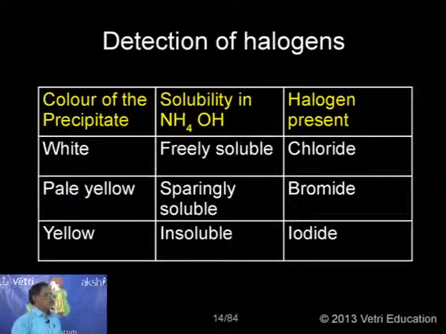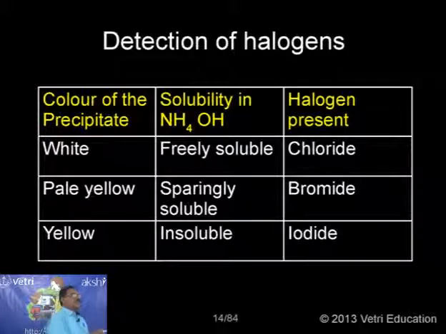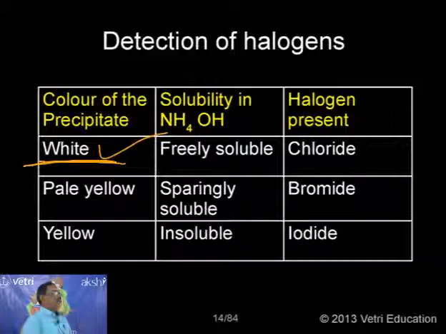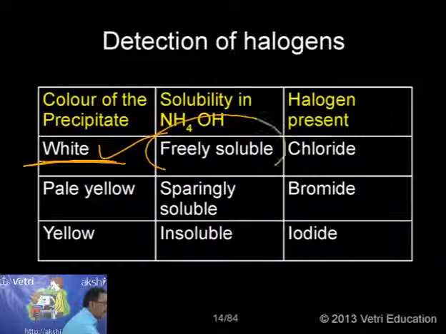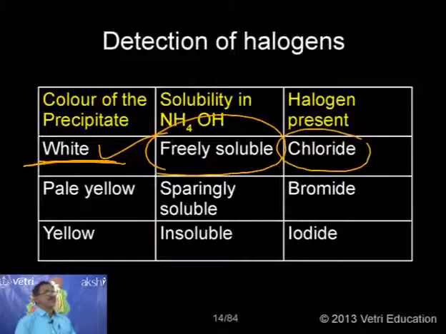Okay, now can you follow? Now this is a table giving very clearly how to differentiate chloride, bromide and iodide. Suppose to 1 ml of sodium fusion extract, we add dilute nitric acid, heat, boil, and after boiling, cool. To the cooled solution we add silver nitrate. Suppose a white precipitate is formed, then we add ammonium hydroxide. If it is freely soluble, the white precipitate freely soluble in ammonium hydroxide shows there is chlorine.